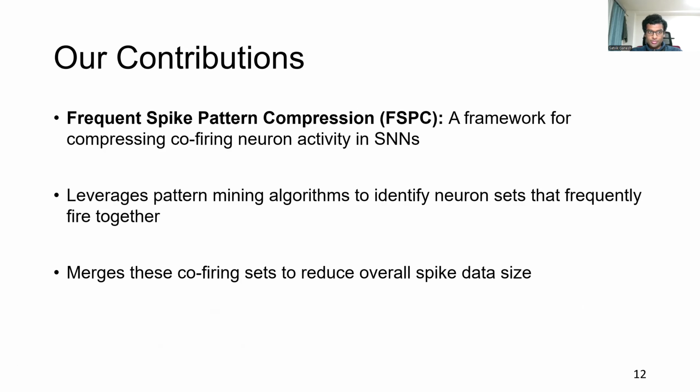With regard to this, we make the following contributions. We propose frequent spike pattern compression, or FSPC, which is a framework for compressing co-firing neuron activity in SNNs. It leverages pattern mining algorithms to identify neuron sets that frequently fire together. And then these co-firing sets are merged to reduce the overall spike data size.